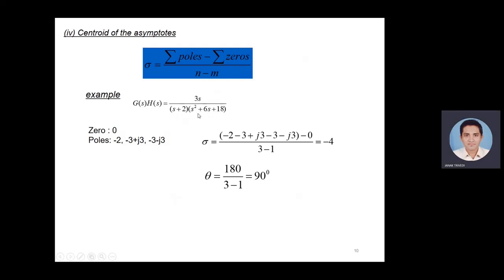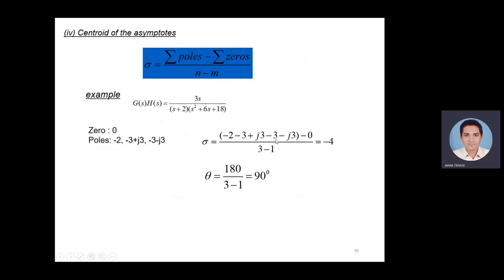Then the poles are at -2, and when you find the roots, you get s equal to -3 + j3 and the second is -3 - j3. So what is the location of the centroid? Sigma of poles: -2 - 3 + j3 - 3 - j3 - 0, where the zero is 0, so the sum is -8. Divide by the number of poles minus the number of zeros. The number of poles is 3 and the number of zeros is 1, so 3 - 1 is equal to 2.